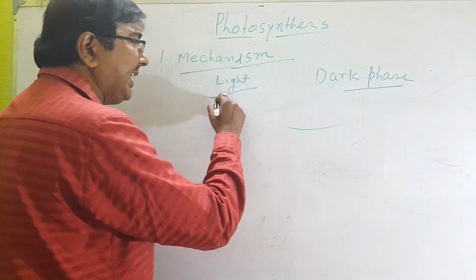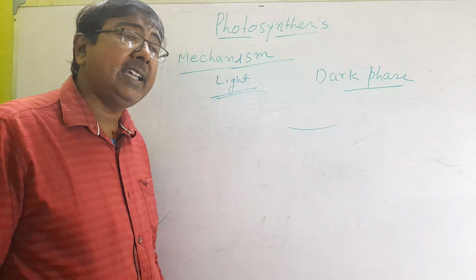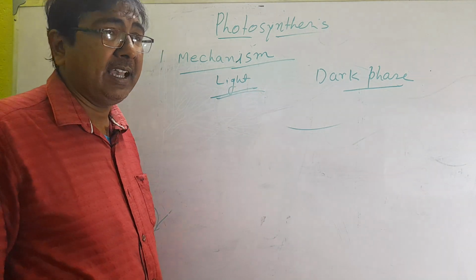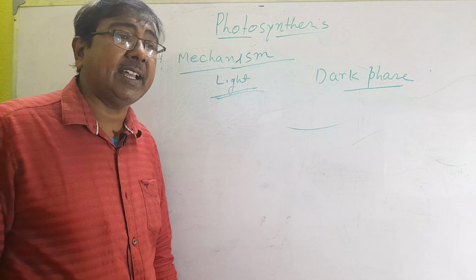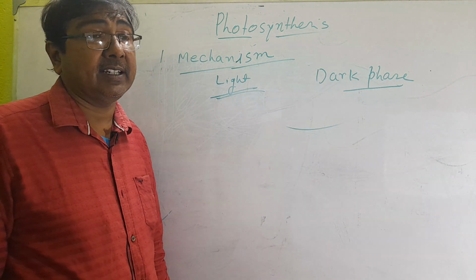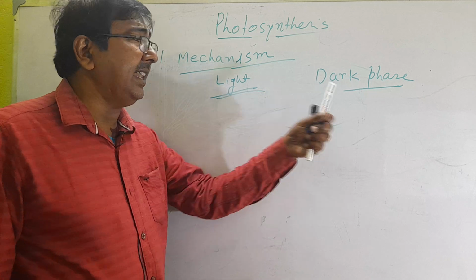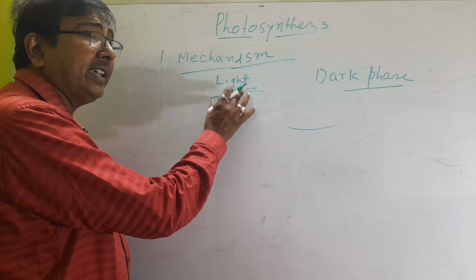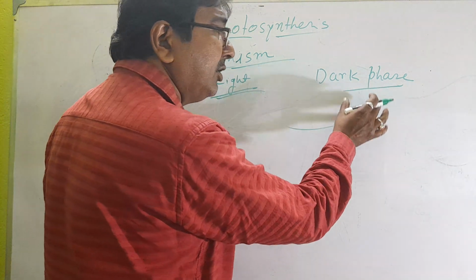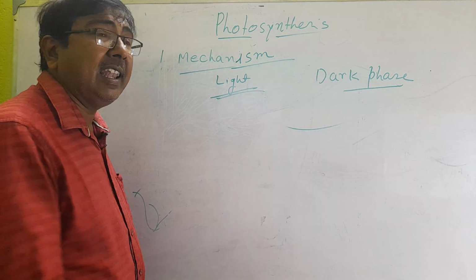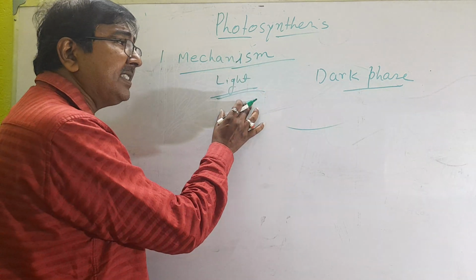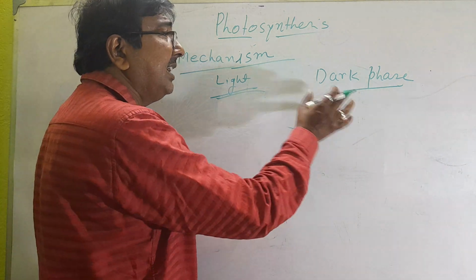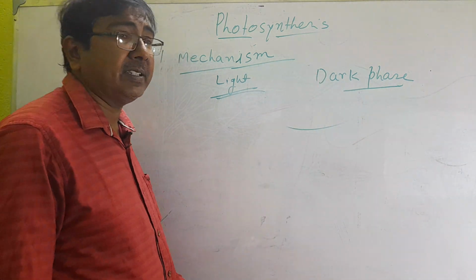Another name of the light phase is the Hill phase, or Hill reaction, because the scientist Hill observed it. And the dark phase's other name is Blackman's reaction. Light phase occurs in grana and dark phase occurs in stroma. Light phase is the light dependent phase and dark phase is the light independent phase. These are the differences between light phase and dark phase.